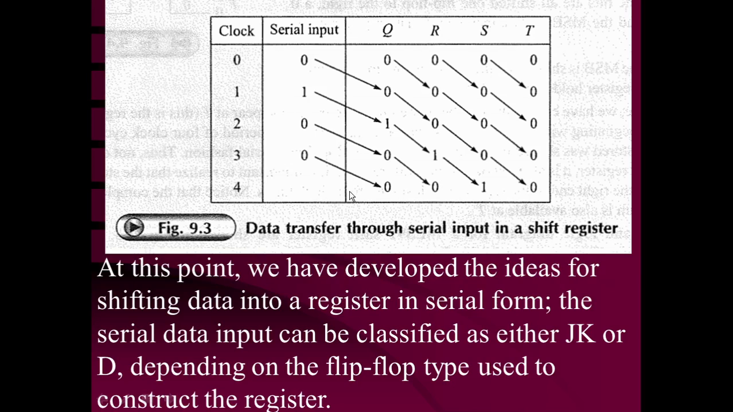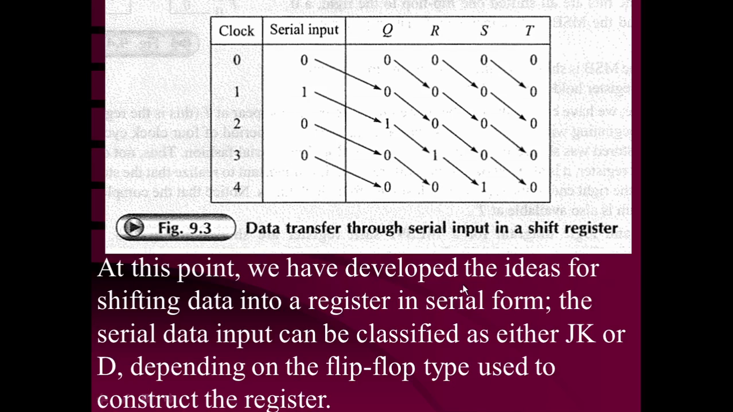So after the 4 clock cycles, the data bits entered into the shift register is 0010. This data is loaded into the shift register after the 4 clock cycles. Every clock cycle, one data bit is entered into the first flip-flop Q, and the data present at the output of any flip-flop will be shifted onto the next flip-flop on the same clock pulse.